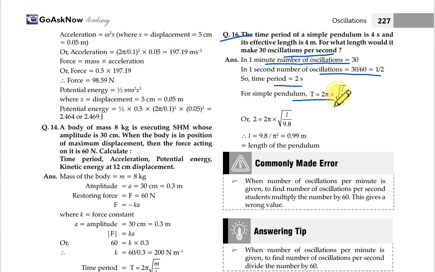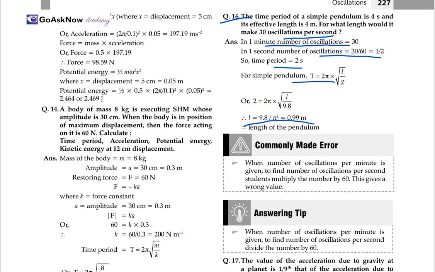For the simple pendulum, T is equal to 2 pi square root of L by g. We substitute the values and get the length. L is equal to 0.99 meter.